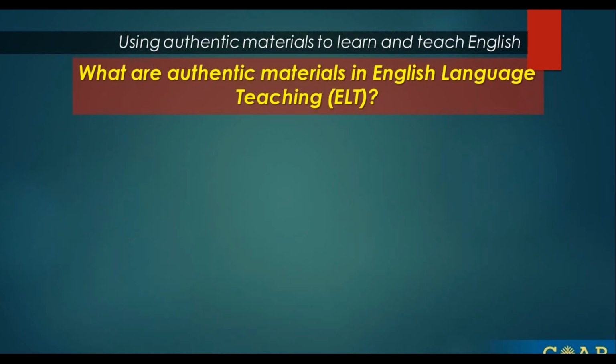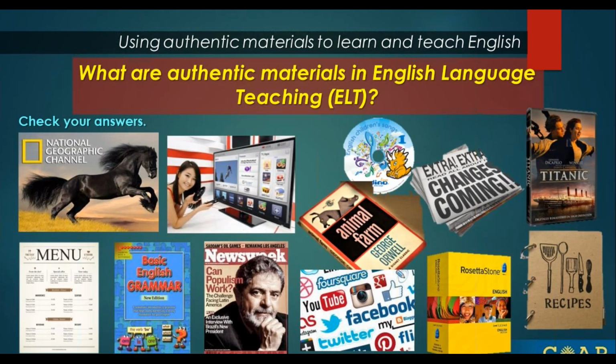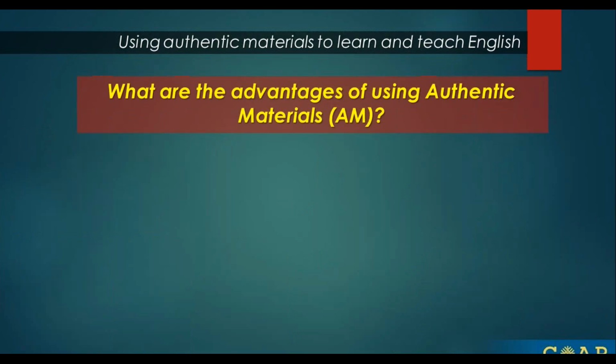Now, I guess you agree with me, because these are examples of authentic materials. We have the documentary by the National Geographic Channel, a TV commercial, a novel, then newspaper, film, recipes, social networking sites, magazines, and menus. Those are considered authentic materials. And what are the advantages of using authentic materials?